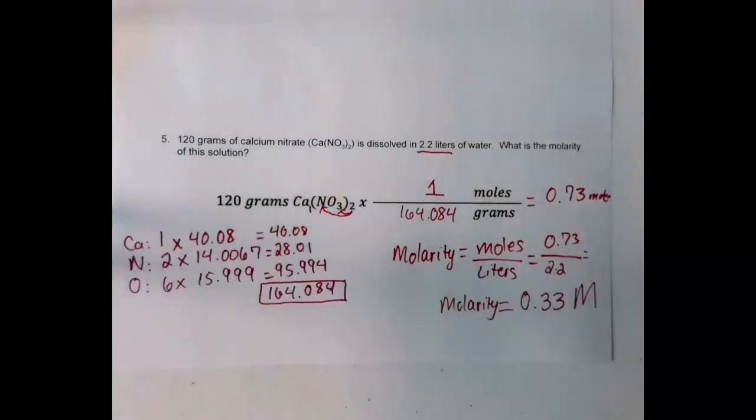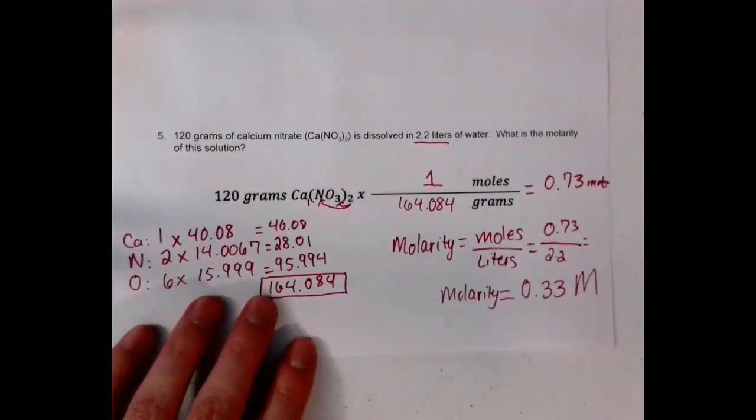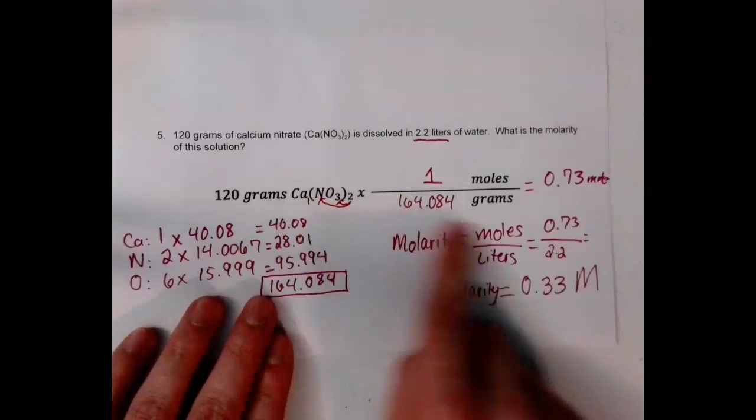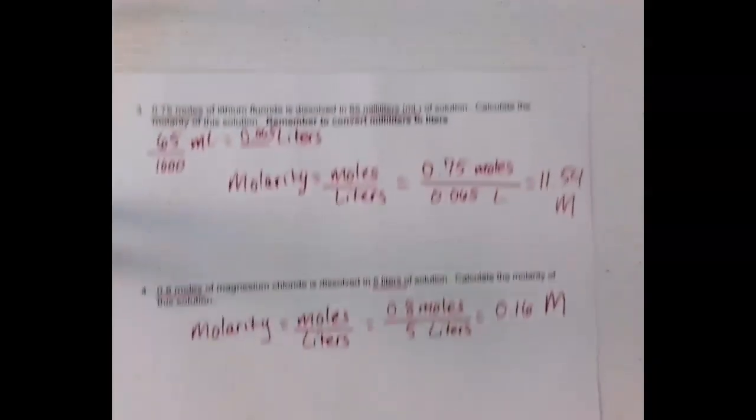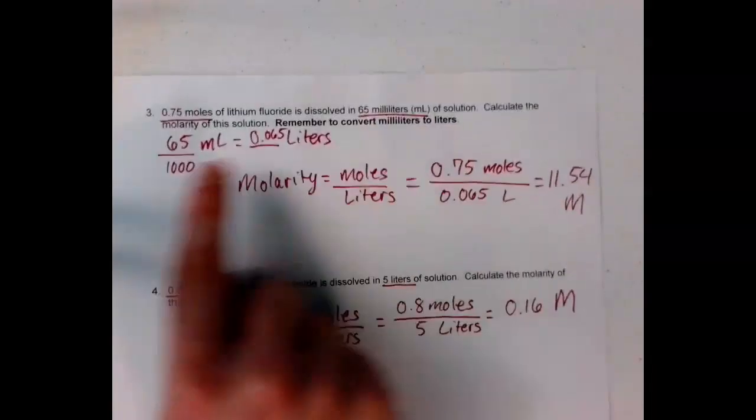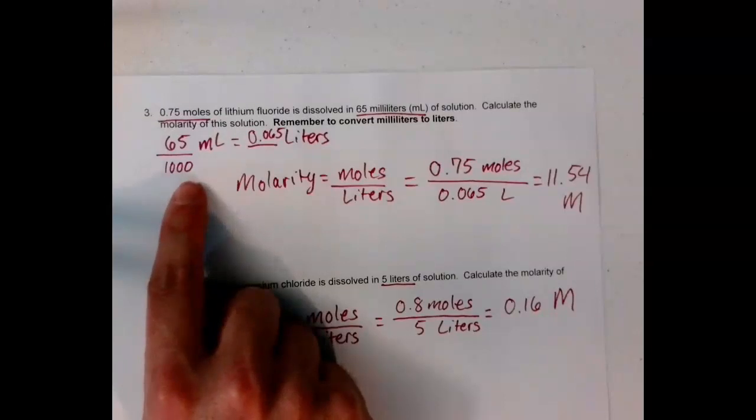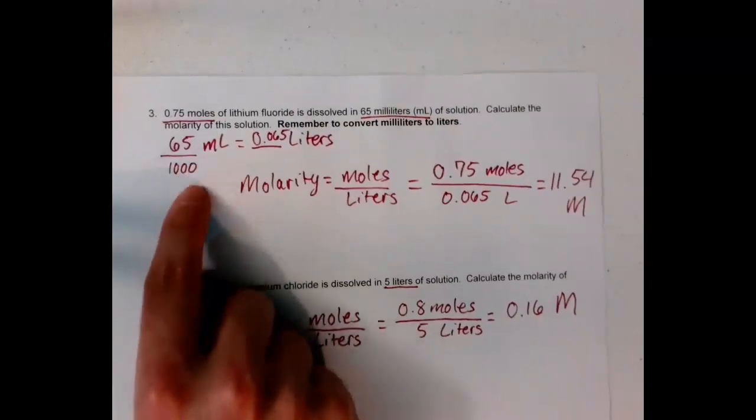The only time it gets a little difficult is when you have to convert the grams into moles, like I did for this one, or when you have to convert milliliters to liters. And remember, there's 1,000 milliliters in 1 liter, so you divide the milliliters by 1,000.